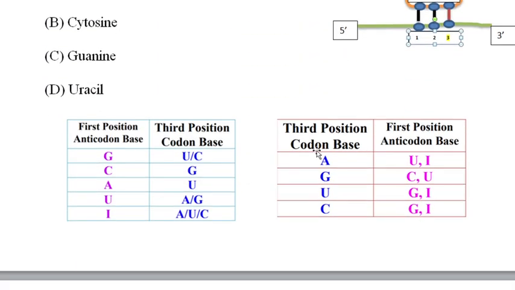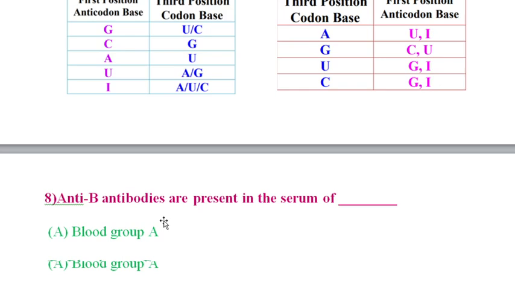Okay, so if you consider the third base of codon, the base that is present in the 3' end of the codon of mRNA, that base can pair with uracil. That's the usual pairing. In addition to that, it can also base pair with inosine. At the same time, when uracil is present in the third position of codon base, okay, it can pair with guanine. At the same time, it can also pair with inosine. Okay, when cytosine is present in the third position of codon base, it can pair with G, that's a usual base pairing. At the same time, it can also pair with I.